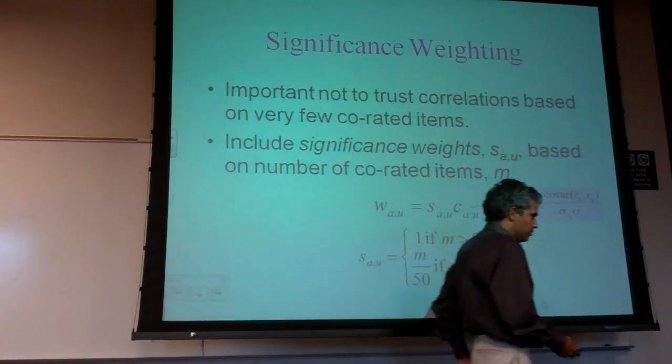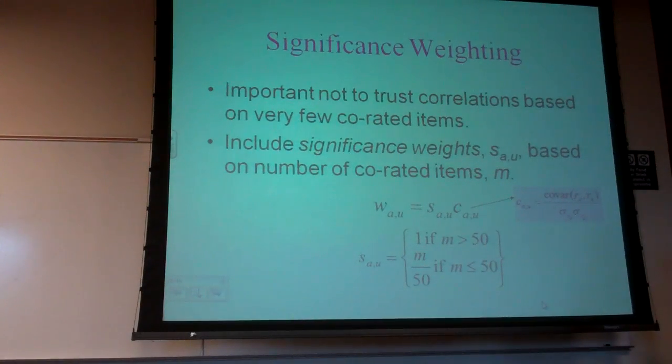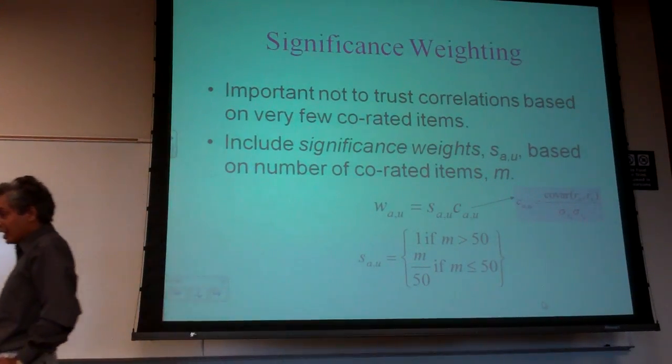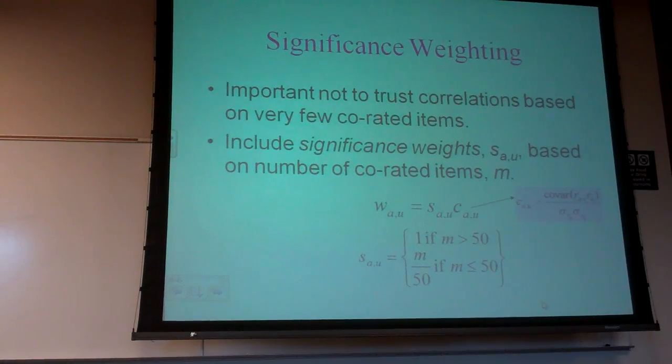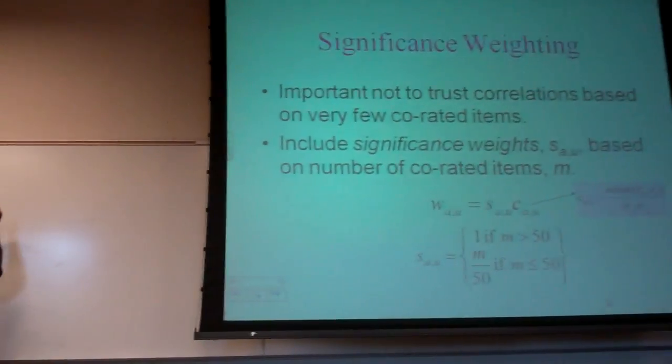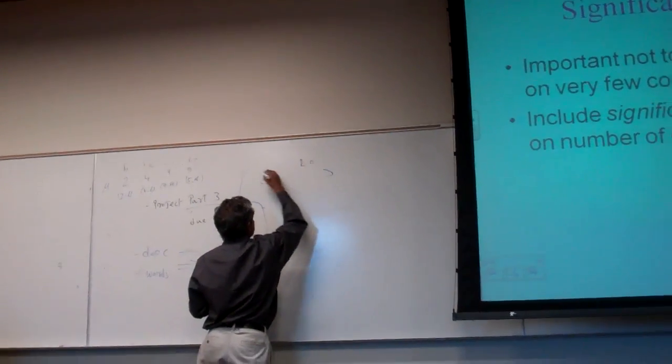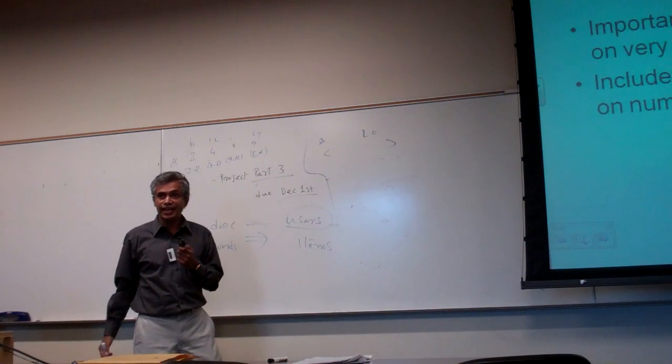One slight improvement, which is a useful thing to do in collaborative filtering, is that you shouldn't just care about the similarity, you should care about similarity and the significance. The idea is that you, the active user, might have rated, let's say, 20 items.